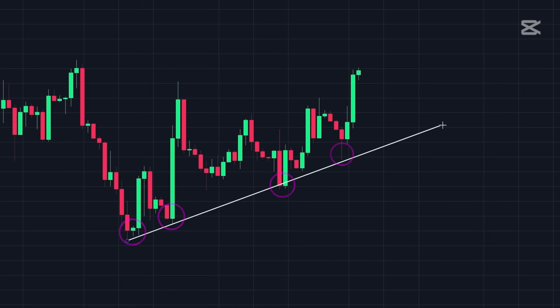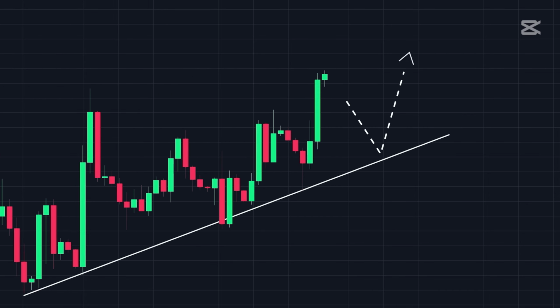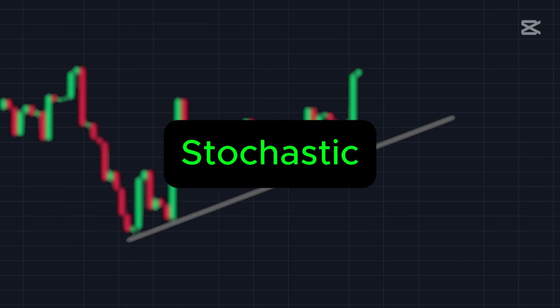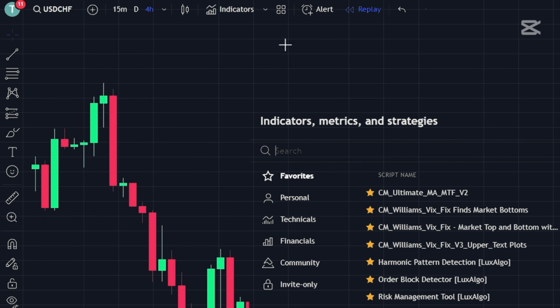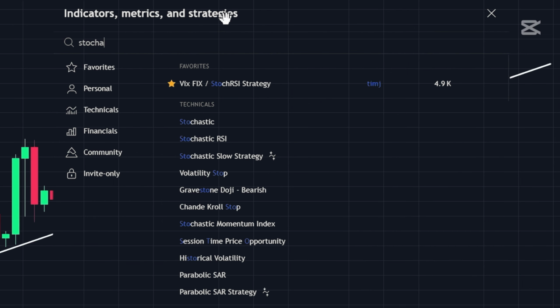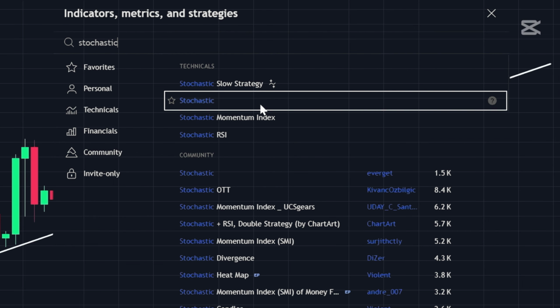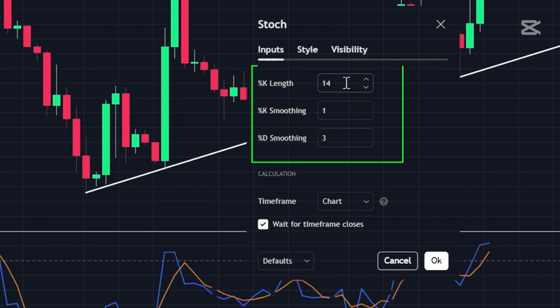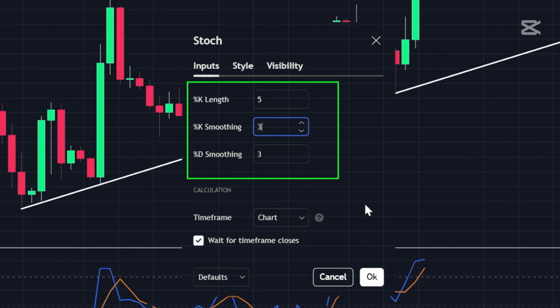When the market is in an uptrend, we expect the price to bounce. Therefore, we only need to draw the trend line below. Next, I use a stochastic indicator. To apply this indicator in the indicator section of your charting platform, type stochastic and select it to add it to the chart. After adding it, we need to change the settings to the custom parameters I usually use. Go to the stochastic settings and copy these values. This will help the indicator provide more accurate signals.